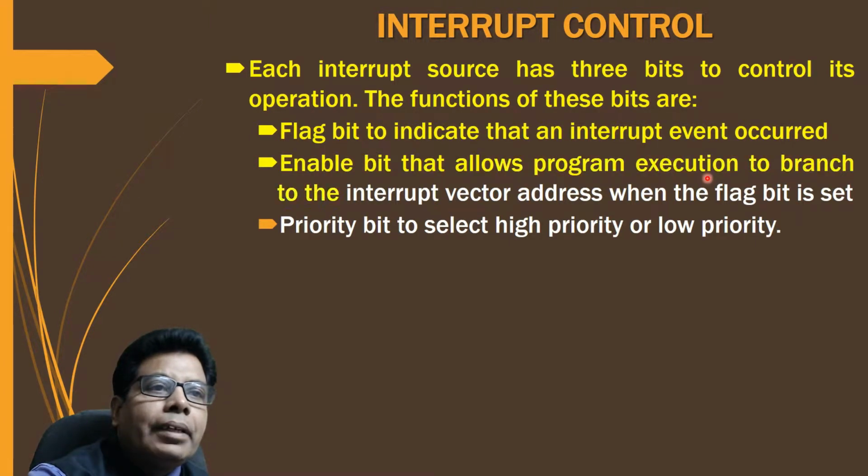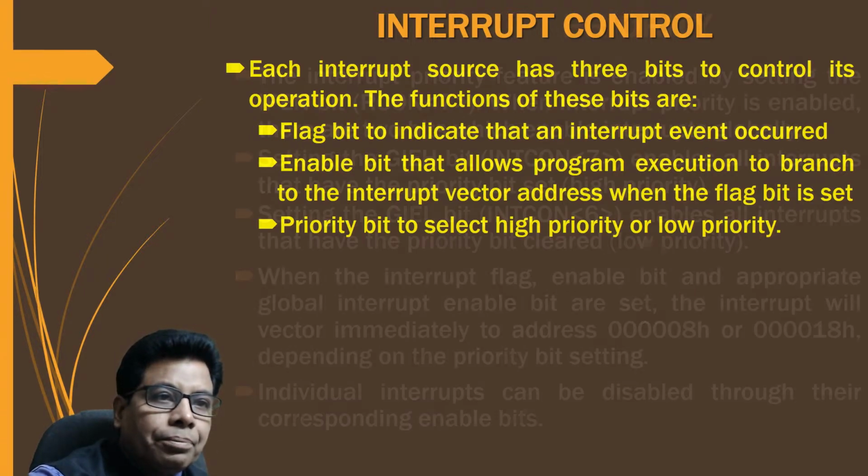Then the enable bit allows program execution to branch to the interrupt vector address when the flag bit is set. So when the flag bit is set, the program execution will branch to the interrupt vector. Then the priority bit selects high priority or low priority. As we have already discussed, there are 2 groups, high priority and low priority, in this PIC 18 family.